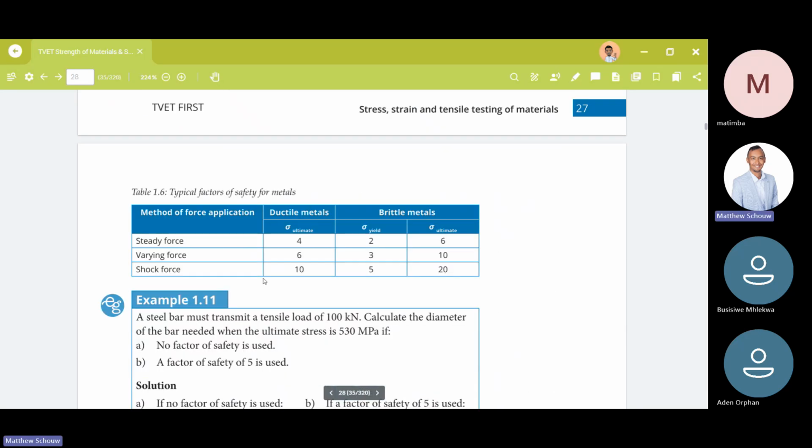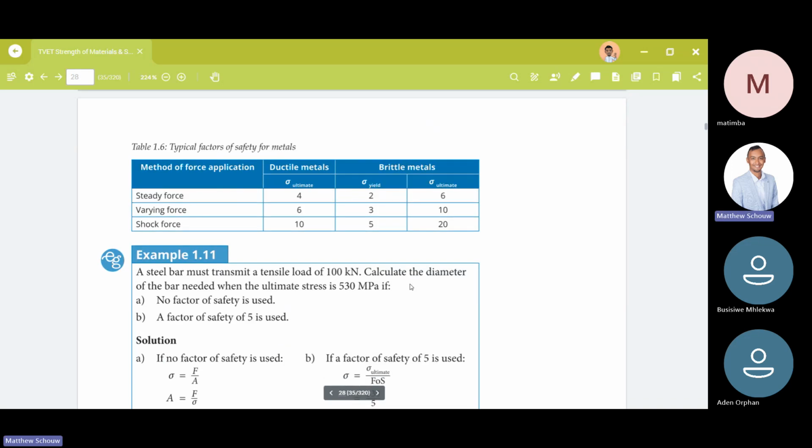And then here are some typical factors of safety depending on the application. So if you're dealing with a steady force using a ductile material, we might have a factor of safety of 4. You guys with me? Maybe if it's a brittle material, depending on which criterion we use, we might have a factor of safety of 6. If it's a shock force, you obviously want a bigger factor of safety, maybe 10. And if you're looking at the brittle side, because the material is not ductile, we want to choose a 20. So you guys get the idea of what a factor of safety is? Is there any uncertainty with this?